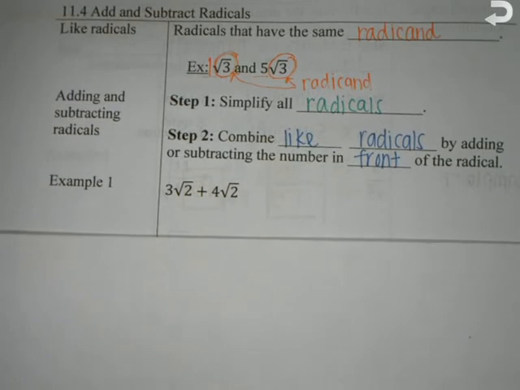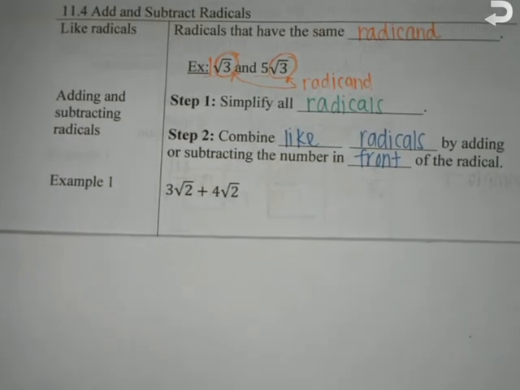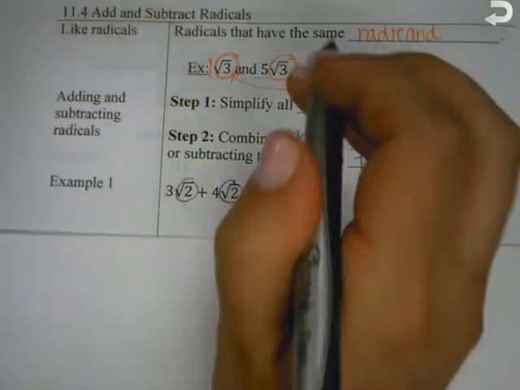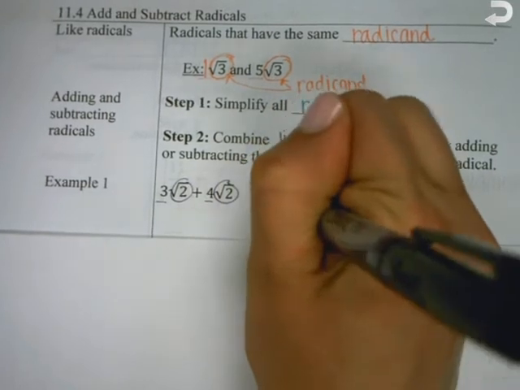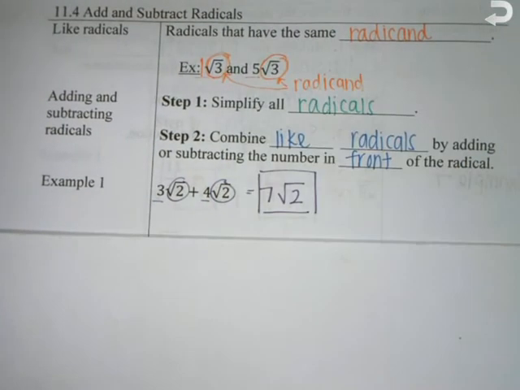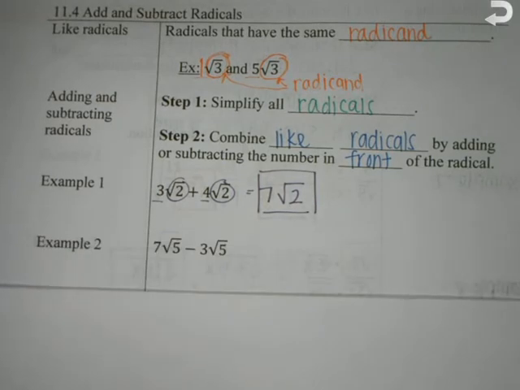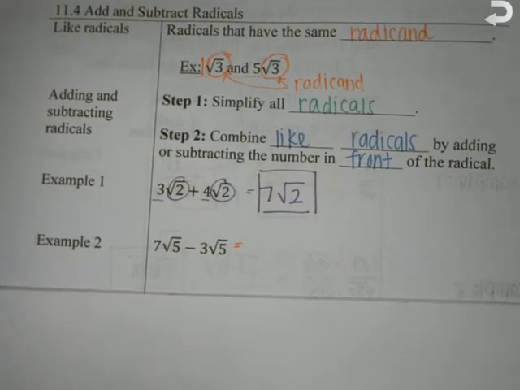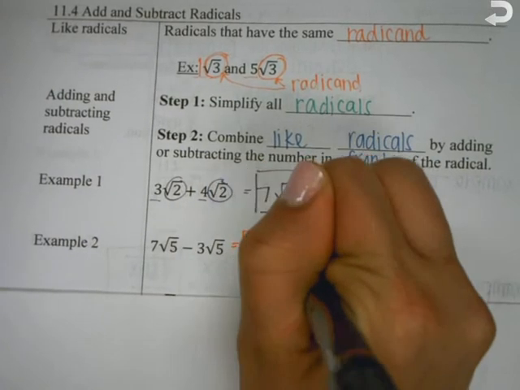I'm starting with a simple one. 3 root 2 plus 4 root 2. Are they like radicals? Yes, they both have root 2's, right? So all we're going to do is add 3 plus 4, which gives me 7 root 2. That's my answer. Easy? Try example 2. Okay, so 7 root 5 minus 3 root 5. What'd you guys get? 4 root 5. Excellent. Any questions so far?